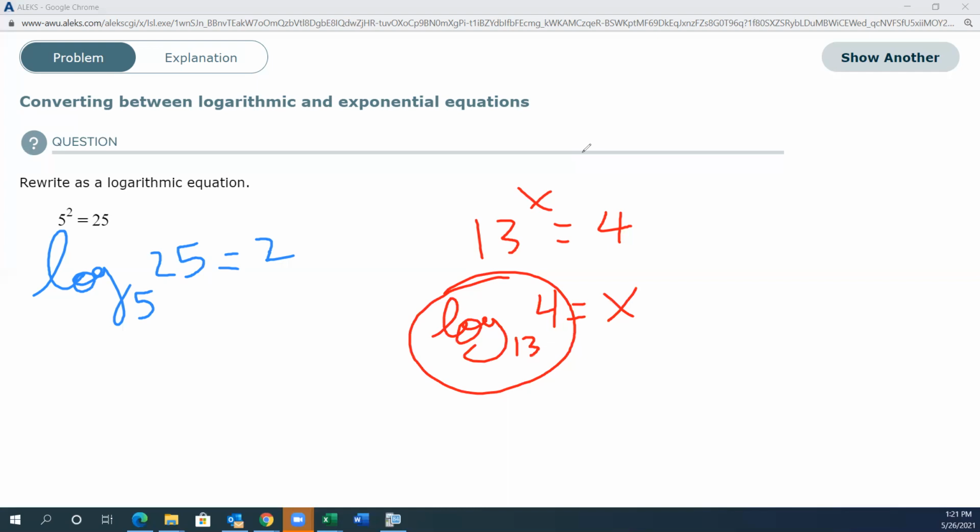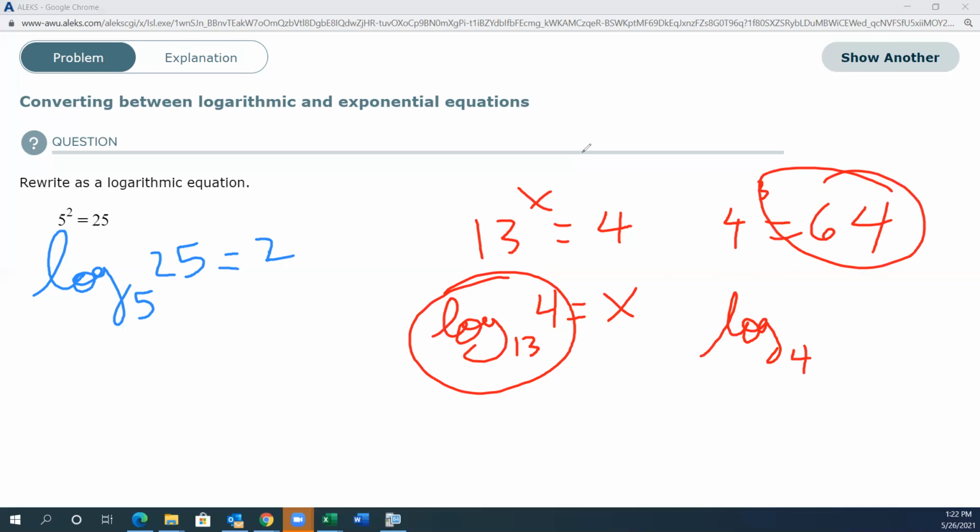How about this? 4 cubed is 64. So the base of the exponent becomes the base of the log. And then these two guys switch places. So log base 4 of 64 equals 3.